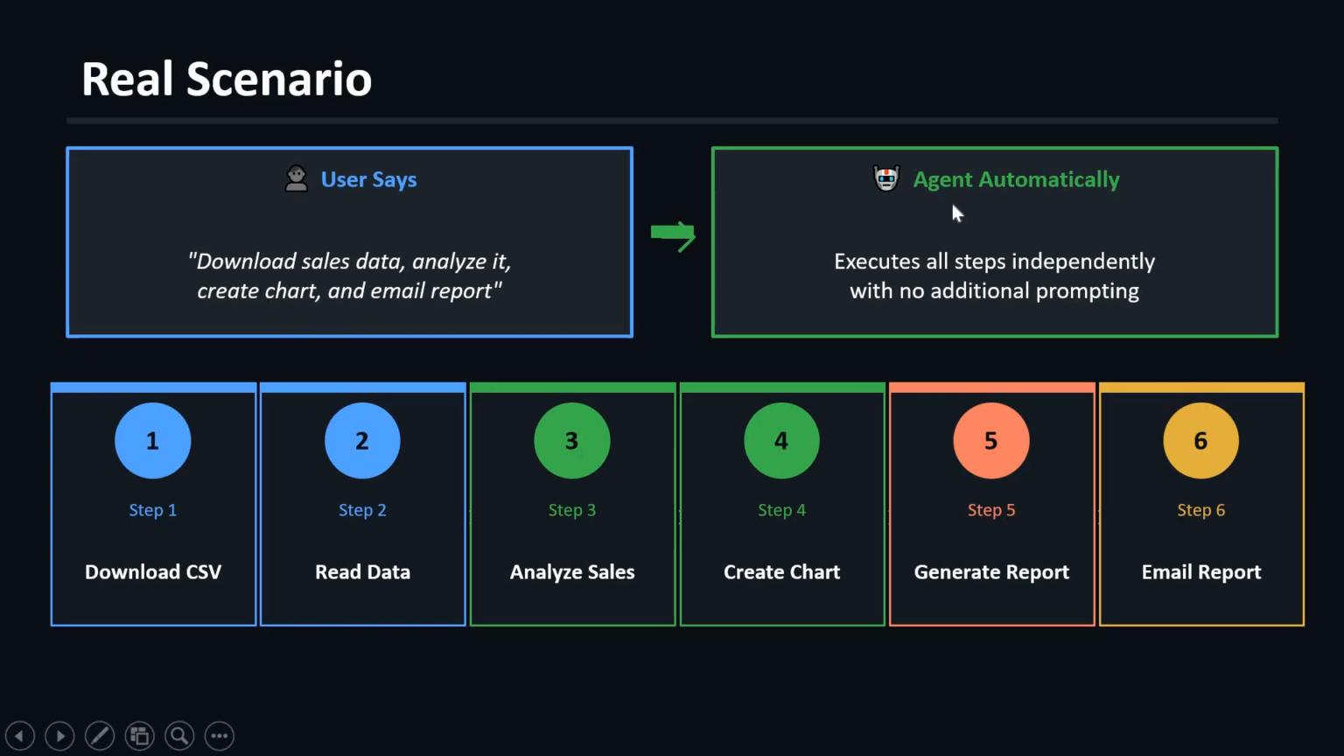What will it do? It will directly send it to the agent, and the agent will say, okay, execute all the steps independently with no additional prompting, right? So it will have six steps of work. First, it will download the CSV, read the data, analyze the sales data, create the chart, generate the report, and email the report. The AI has to perform all these things with this simple prompt only, right?